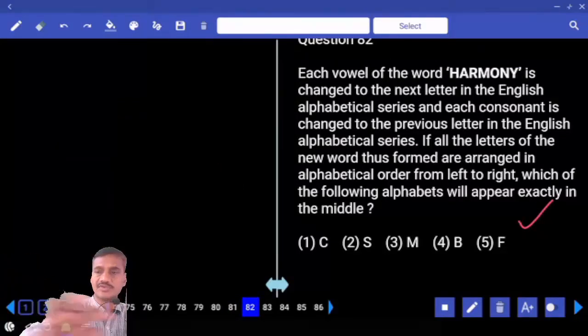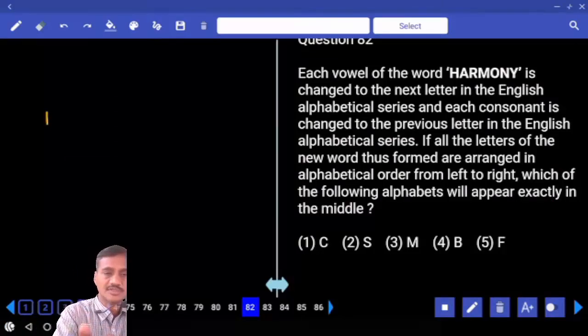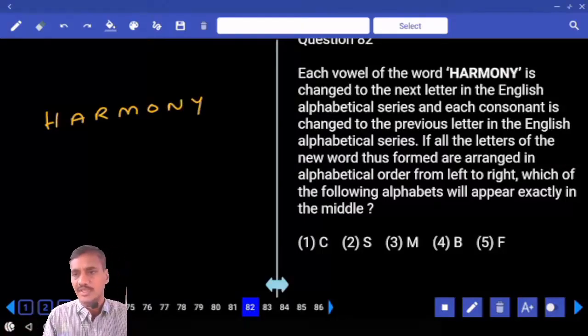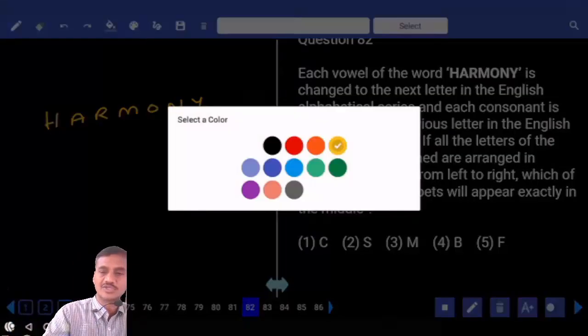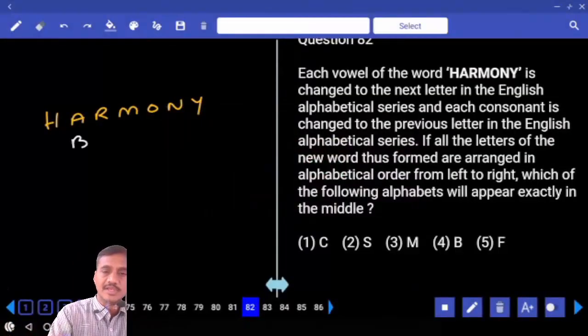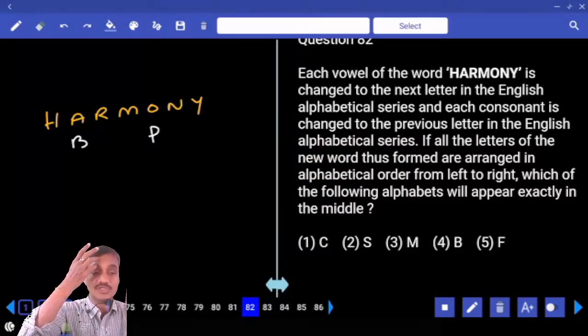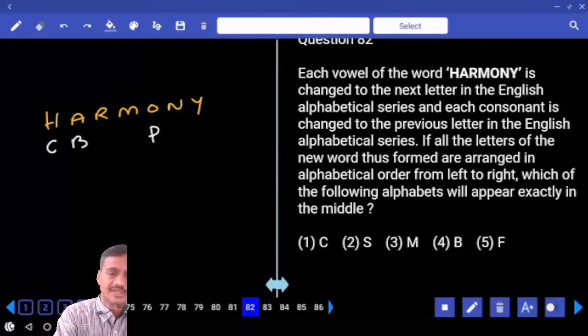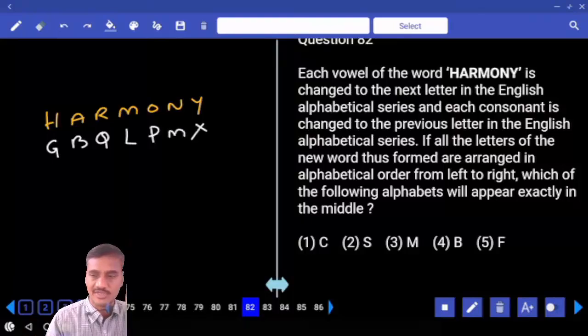And what is the word given? Harmony. Now in this word harmony, H-A-R-M-O-N-Y, each vowel of the word is changed to the next letter. Vowel changed to the next letter means A will become B and O will become P. And in the same way, each consonant is changed to the previous letter. H - 1 is G, R - 1 is Q, M - 1 is L, N - 1 and Y - 1.